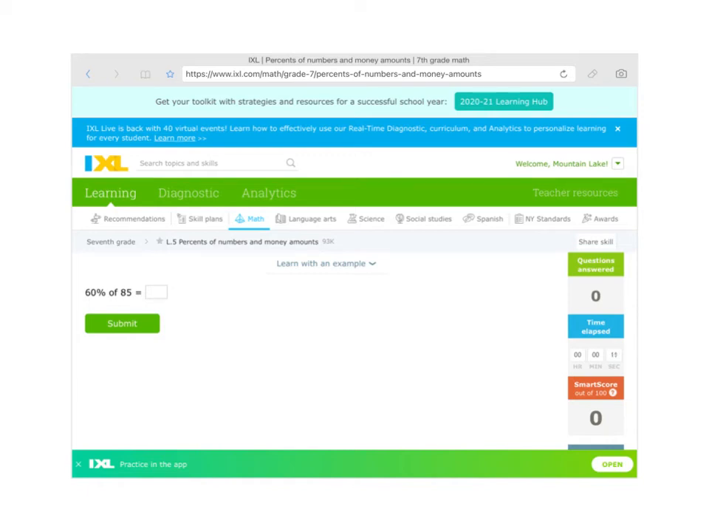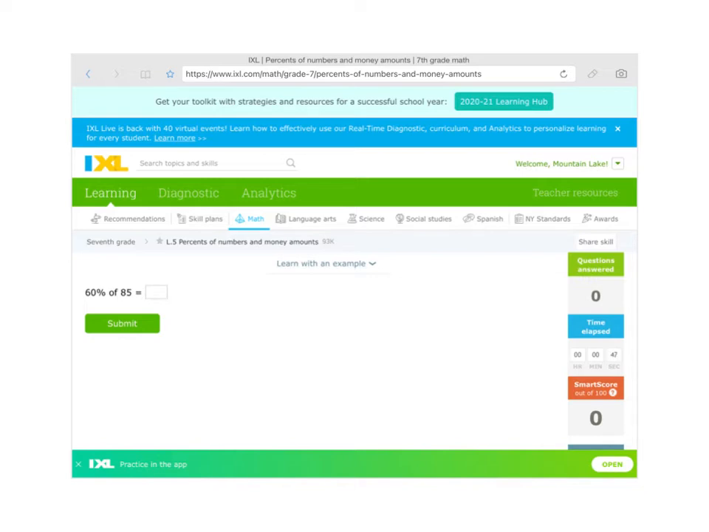All right, hi. So this is 7th grade IXL L5, percents of numbers and money amounts. So this is fairly easy. This is the normal process that we experience at a store. For example, if you're buying a shirt and you get 20% off, this is how you end up calculating. So let's read the sentence as it is, and if we were to translate it in normal English, this is what we would say: 60% of 85, which is also written as 60% of 85.